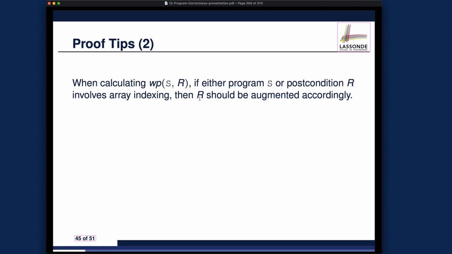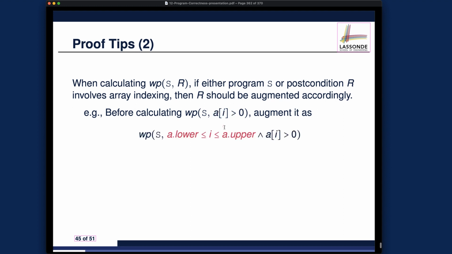Okay, proof tip number 2. Basically, whenever you are going to calculate the weakest precondition, and if the desired postcondition involves certain indexing notation, you really want to also augment the particular postcondition over here by the fact that I should also be a valid index. So which means you should really say this.